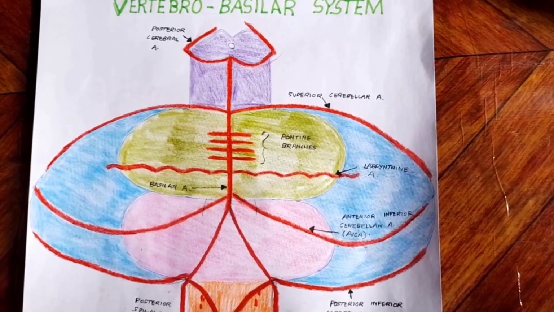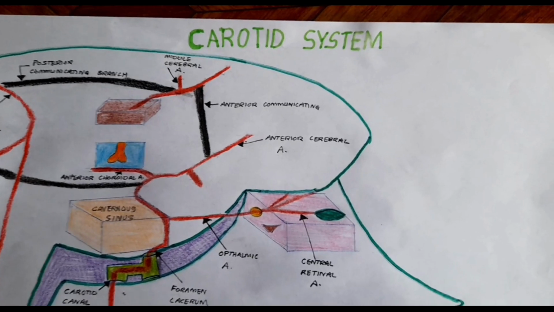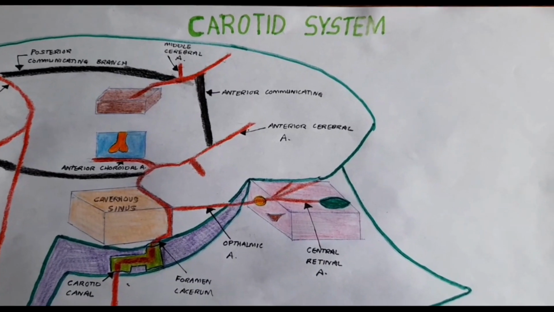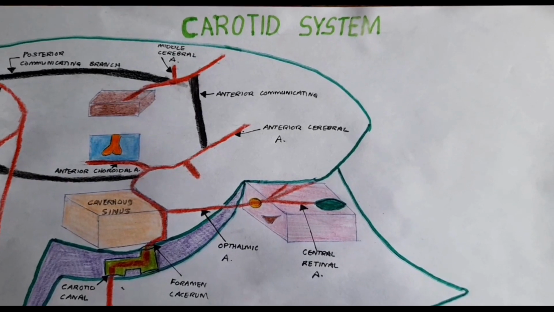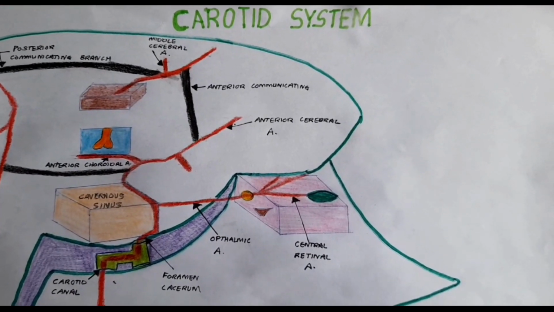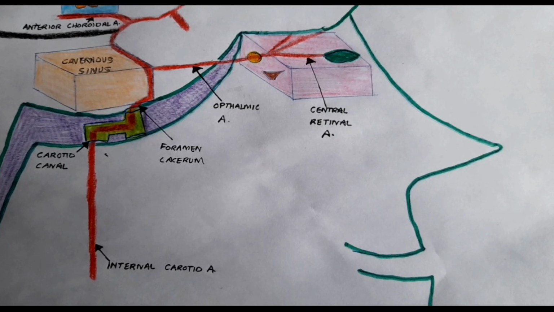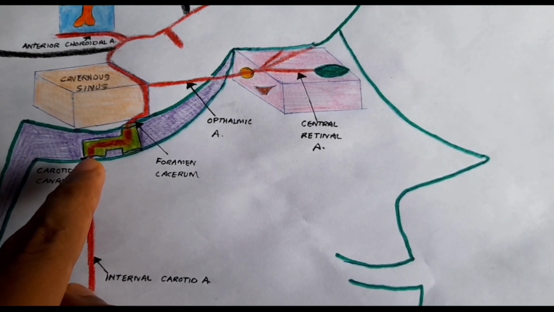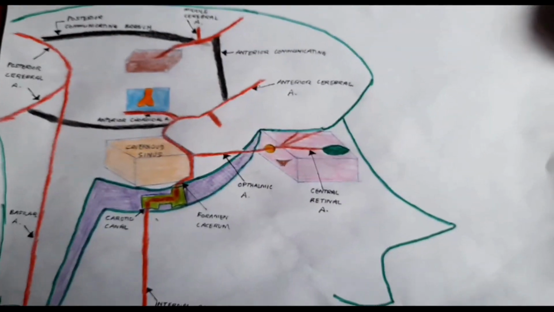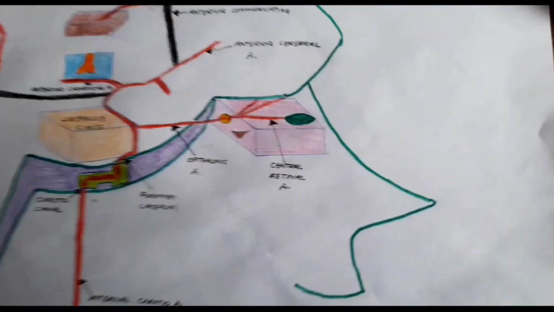Let's move on to the carotid system. We were done with one part of the circulus, which was the vertebrobasilar system. Now let's move on to the second part of the circulus, which is the carotid system. As we know, this carotid system begins from the internal carotid artery. The internal carotid artery begins from the common carotid artery. So this internal carotid artery is going up, and now it has to enter inside the brain, or inside the skull. So how does it enter?